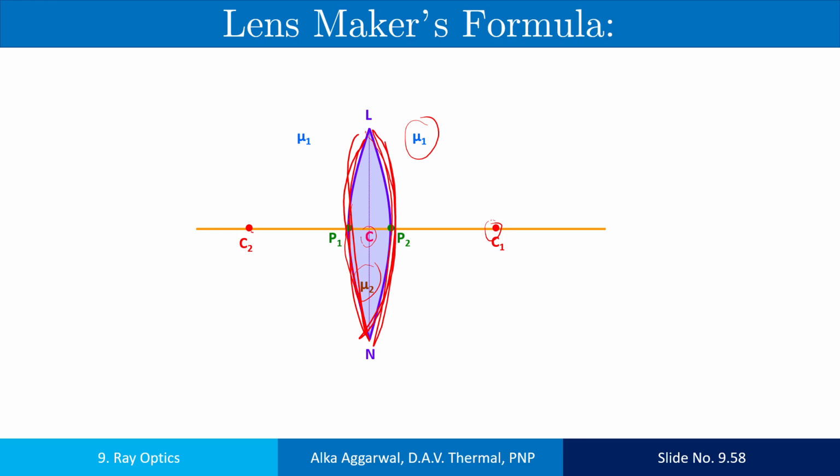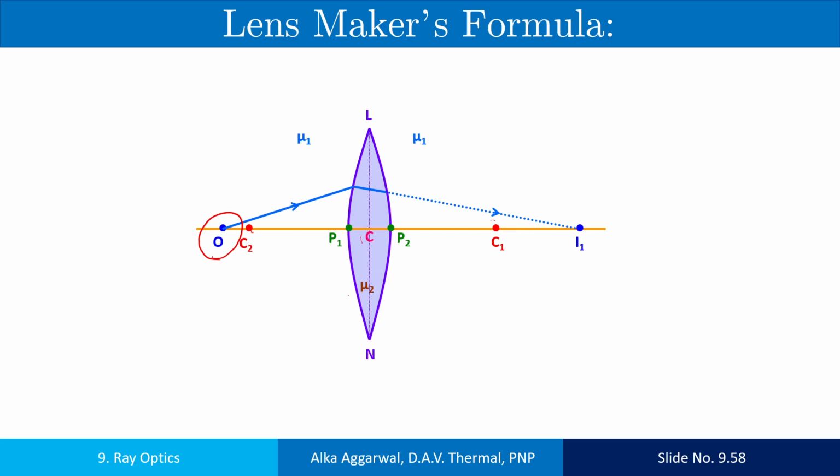LP2N. See, this C1 is on the right hand side of the lens, so it is taken as positive, and this C2 is on the left hand side, so it is taken as negative. O is the position of the object.